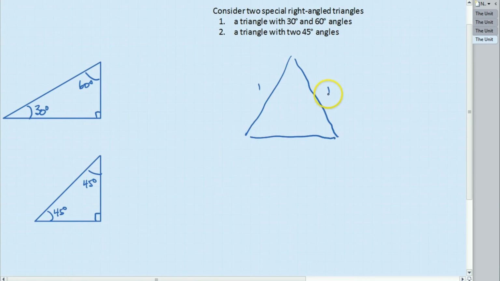where all sides are of length 1. Now we know from equilateral triangles that it has three equal sides and three equal angles. So each of these angles must be 60 degrees.